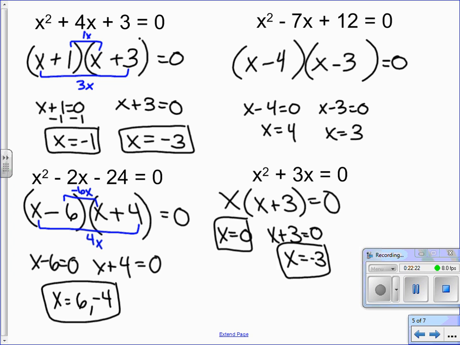If I plug those back in, they'll equal 0. 0 squared plus 3 times 0, 0. Negative 3 squared plus 3 times negative 3, that's 9 minus 9, 0. Okay, works out nicely. So don't be alarmed if you get to one that's missing the last term. Just factor out the common monomial, or greatest common factor.